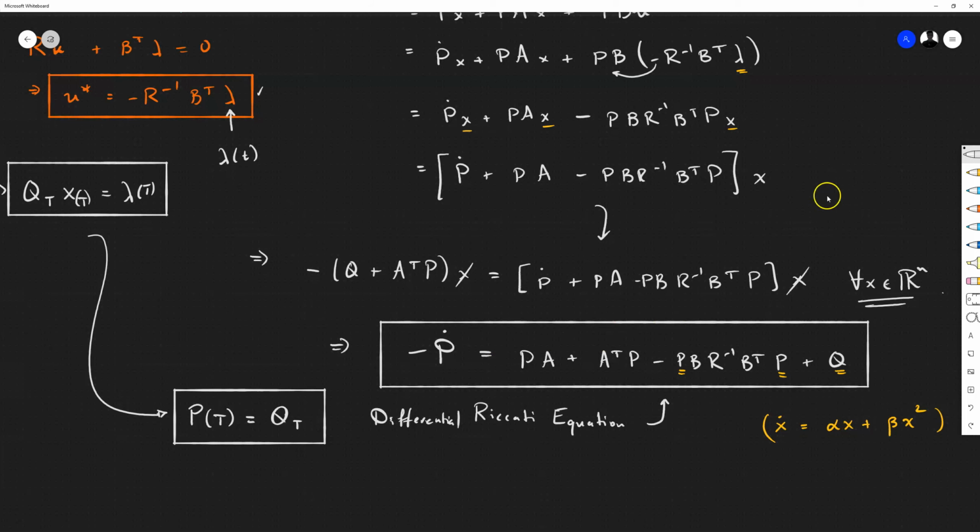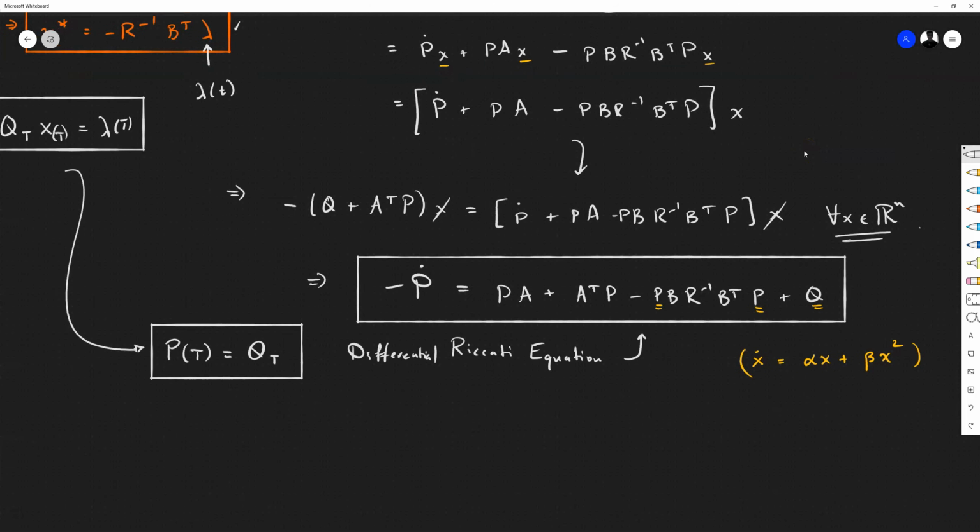So the way that one goes about solving this, at least numerically, let's say for example in MATLAB, is that you start off with the terminal condition, that's your initial condition, and you propagate it backwards in time. So this is called a backwards differential equation because the constraint is at the terminal time. That's why it's called a backwards differential equation.